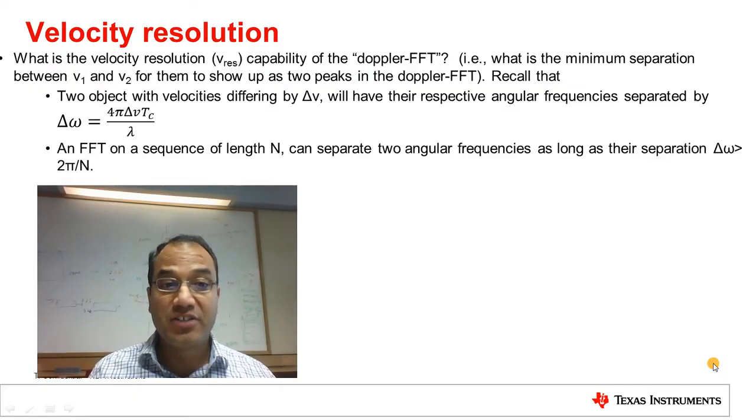What is the velocity resolution capability of the Doppler FFT? That is, what is the minimum separation between V1 and V2 for them to show up as two peaks in the Doppler FFT? It turns out that deriving an expression for the velocity resolution is quite simple and analogous to what we did in Module 1 for range resolution. All we need to do is use these two facts that we know, and at this point I would urge you to pause the video and try and derive this expression for velocity resolution yourself.